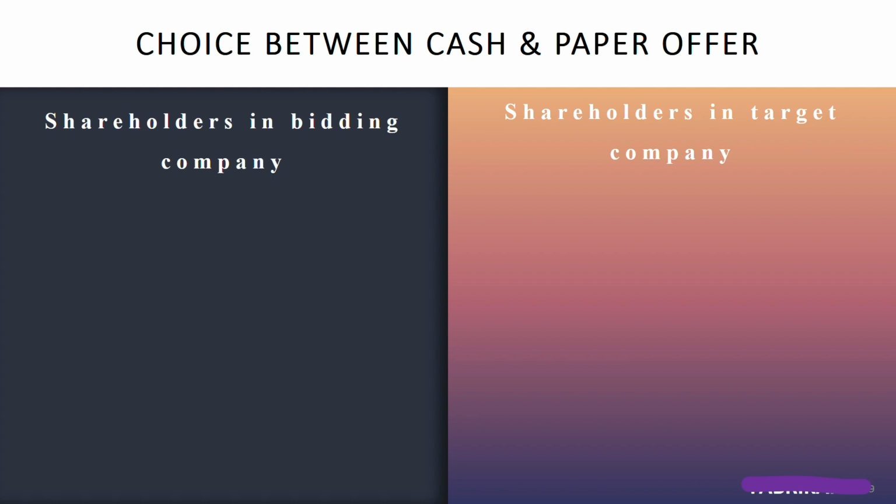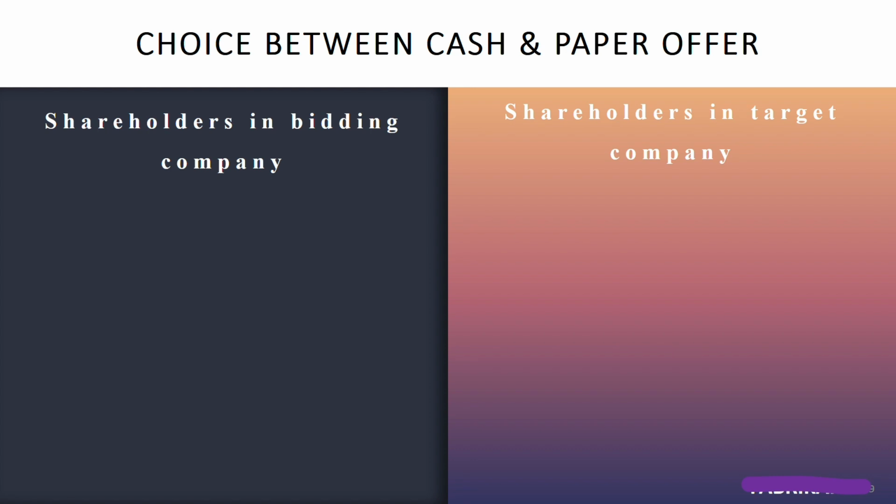Now, choice between cash and paper offer. How are you going to choose between a cash and a paper offer? For this, we need to look from two perspectives: shareholders in the bidding company's perspective and shareholders in the target company's perspective. Paper offer is share for share exchange. That is known as paper offer because everything is on paper, nothing is on cash. Cash is not changing place.